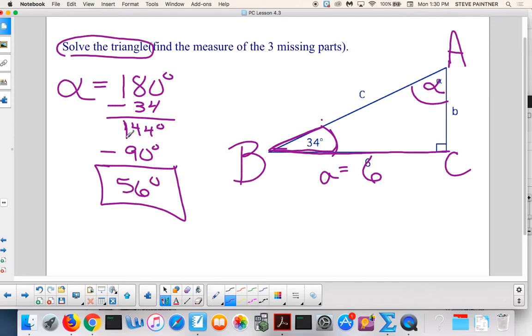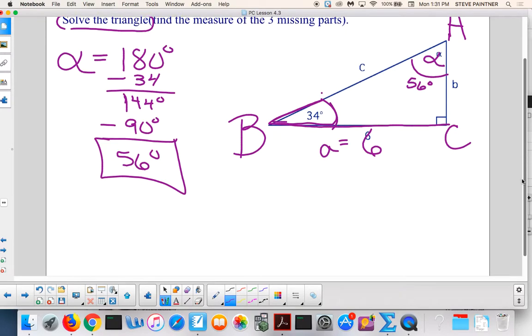Okay. So that's an easy one, I think. This one is 56 degrees. Okay. How do we get the other missing sides? Well, we're going to use trig.